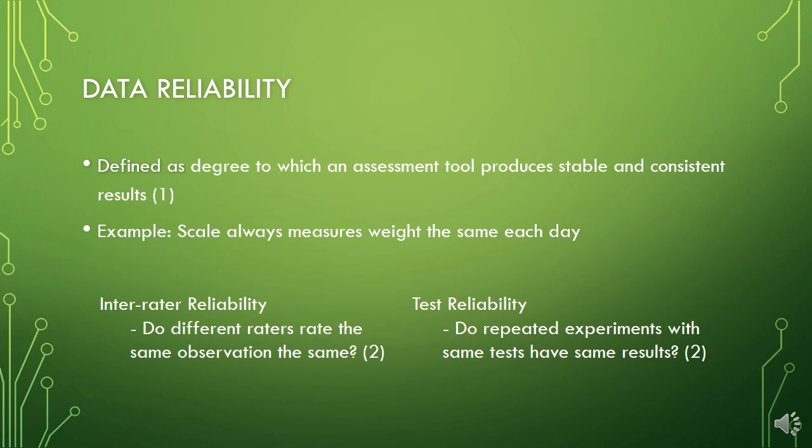Second is test reliability. If you repeat the same experiment with the same tests, you get the same results. So if we survey students at Franciscan about their expectations of technology on campus, and we use this survey and we do the same experiment 5 times with different groups of students, do we get the same results each time? We're testing whether or not the test itself, the survey, the instrument, is a reliable test.